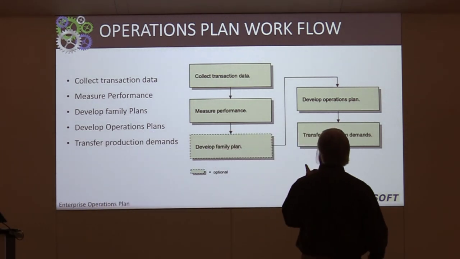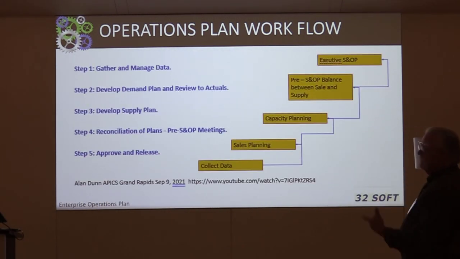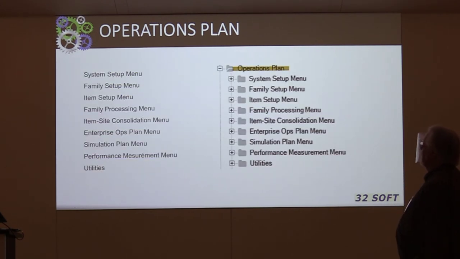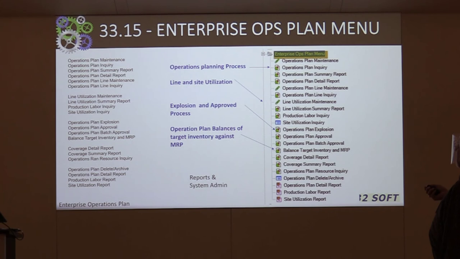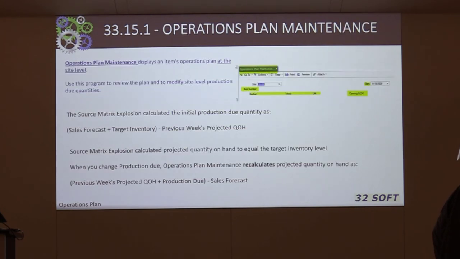There's the operations planning workflow. It basically follows that. So if you understand that operation, you've got the sales operations planning down pretty well. So we talked about the setups and the family process. The enterprise operations planning menu has to do with the operations plan, line and site utilization, explosions and approvals, and operations targets.